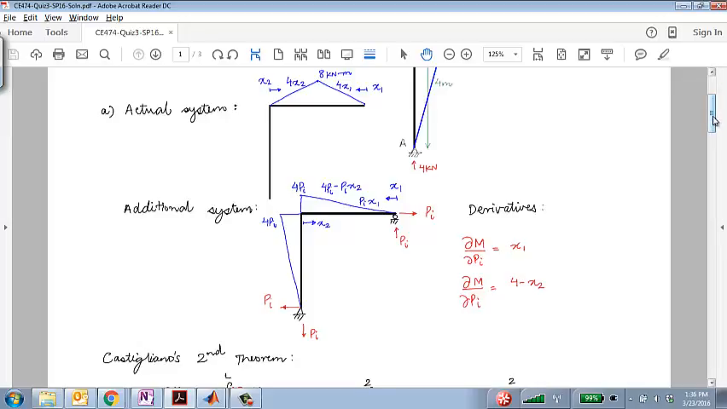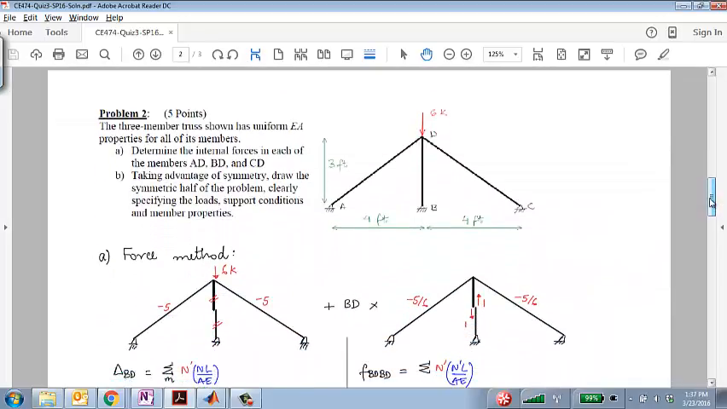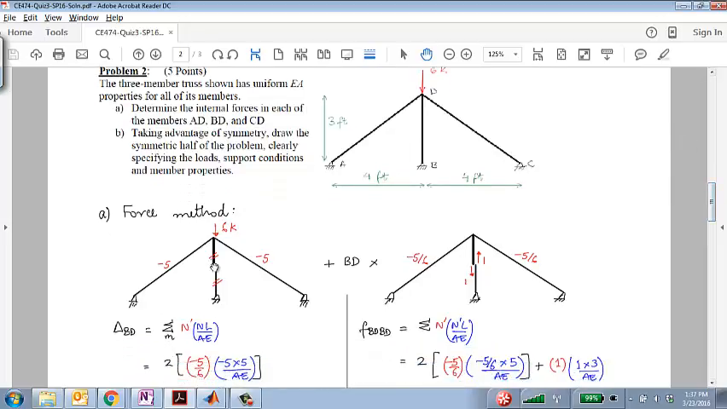No? Okay. This problem was an indeterminate truss with a degree of indeterminacy of 1. And what I asked you was to find the internal forces in these three members. So you should have used, again, the force method where you cut one member.